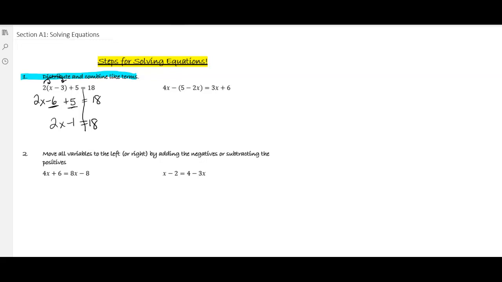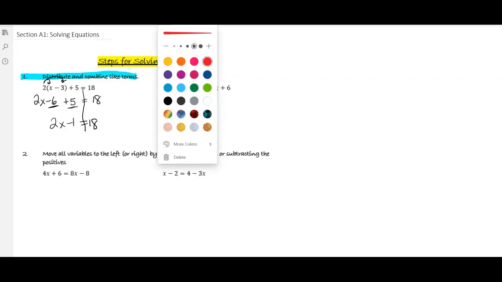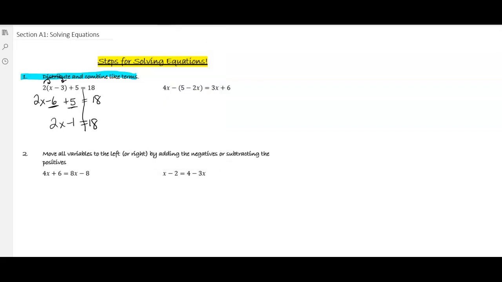All right, for this next one, we're going to distribute. I have to distribute the negative. Okay, so I'm going to distribute the negative. Some people like to write a 1 there, so they realize that they're distributing by negative 1. So I bring down the 4x because there's nothing to do. Negative 1 times 5 is a negative 5. Negative 1 times negative 2 is a positive 2x.